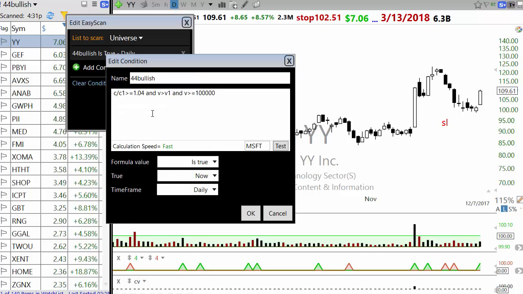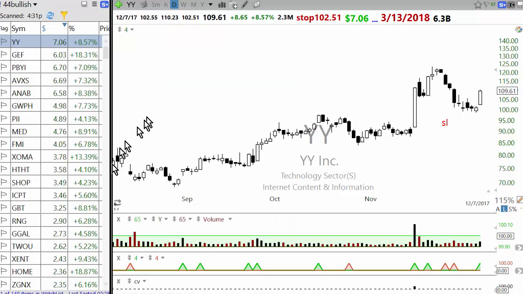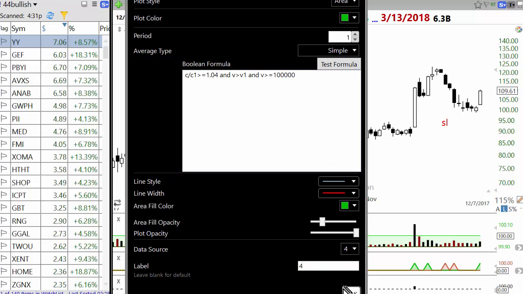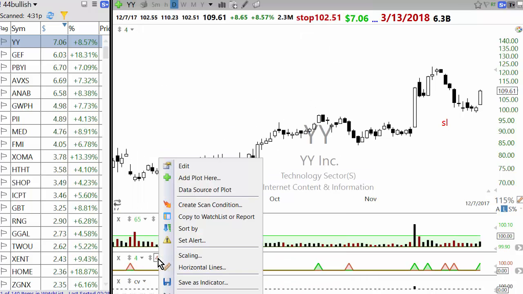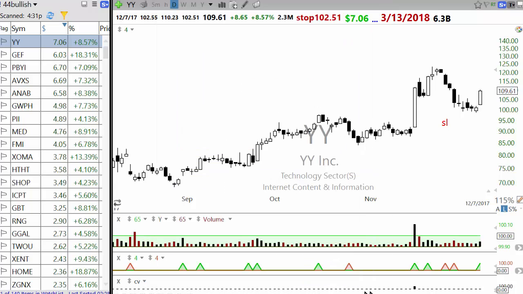is basically a range expansion kind of scan which looks for a stock which is up 4% on a higher volume, and the volume is at least 100,000. So that way you're looking at only liquid stocks. So here when you see this, the condition is true, and the reverse of that is when a stock is down 4% on a high volume. When that condition is true, you'll get this.